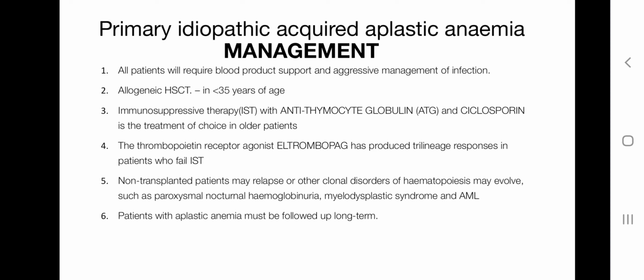myelodysplastic syndrome, and AML. So patients with aplastic anemia can develop other clonal disorders in future, or they can have relapse of aplastic anemia, or they can develop other clonal disorders like PNH, myelodysplastic syndrome, and AML. So patients with aplastic anemia must be followed up long term. The basic treatment is always support with blood products, and in younger patients you go for stem cell transplantation. In older patients you go for immunosuppressive therapy.